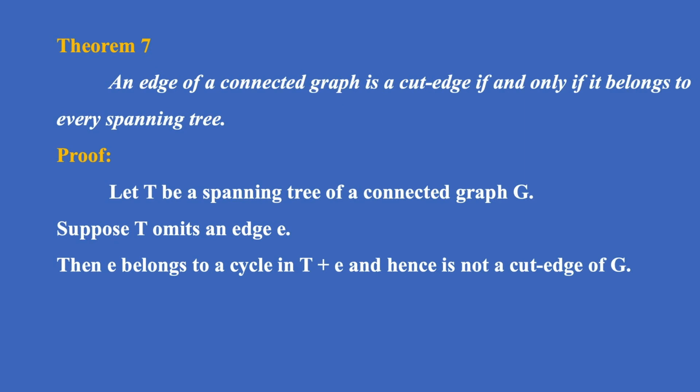Next, let us see the following theorem, Theorem 7. An edge of a connected graph is a cut edge if and only if it belongs to every spanning tree. Proof: let T be a spanning tree of a connected graph G. Suppose T omits an edge E. Then E belongs to the cycle in T plus E and hence is not a cut edge of G.